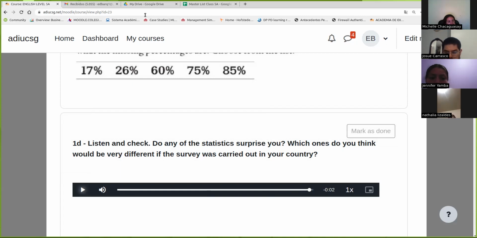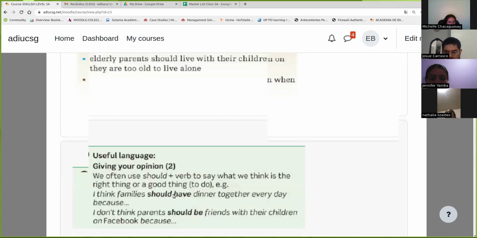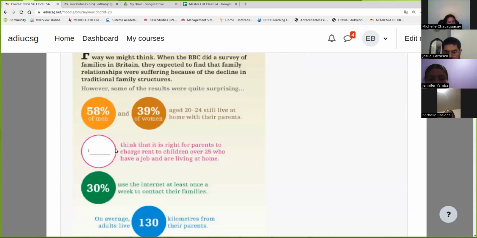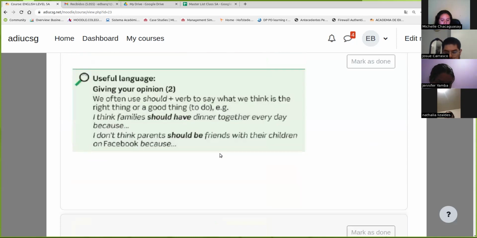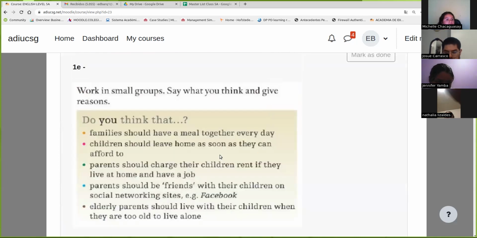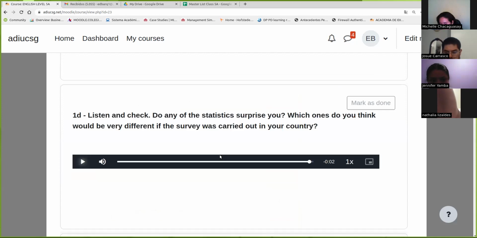All right, were you able to identify the answer? Remember, we're trying to find what percentage of people think that it's right for parents to charge rent to children over 25 who have a job. What was the percentage? Could you identify the percentage? I think she said 85. 85%. Yes, it's 85. All right, you think, but you're not sure.